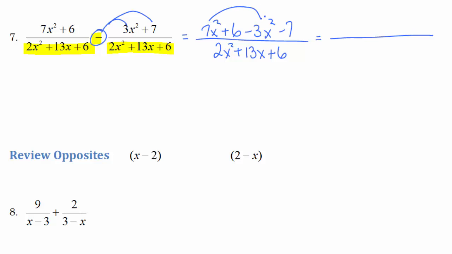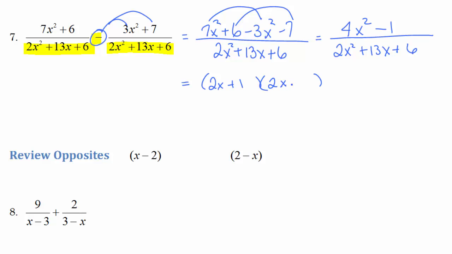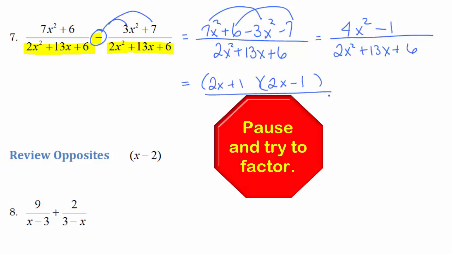If I collect like terms, I'm going to get 4x squared minus 1. Now that certainly looks like nothing is the same. But I don't know I can reduce until I factor it. So the top is the difference of two squares. The bottom is a trinomial. So why don't you stop the video and try to factor this trinomial.